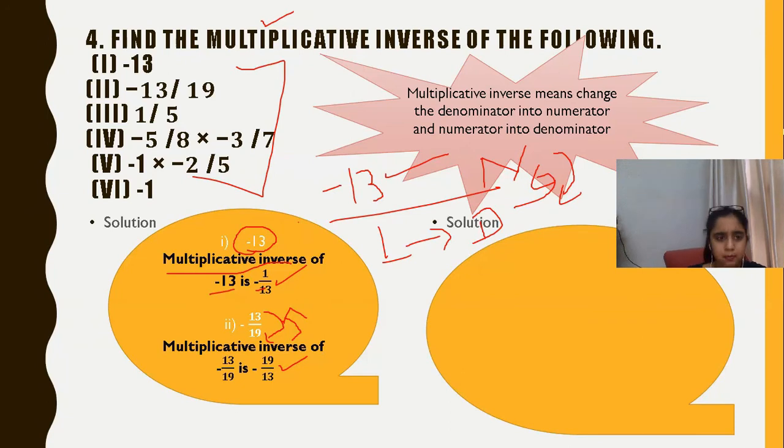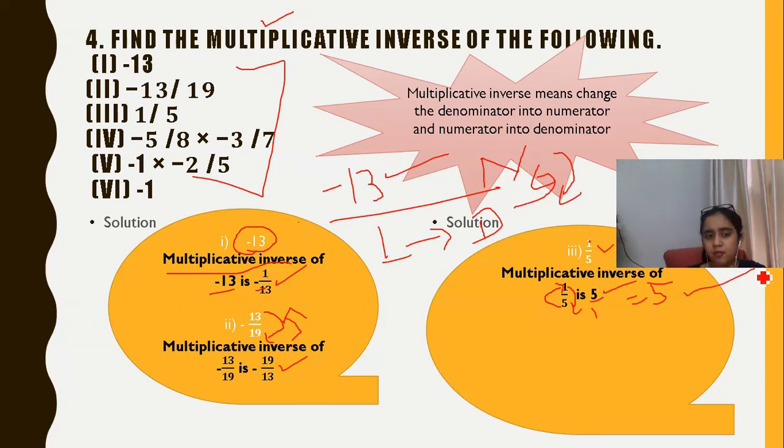So our third part is we have to solve the multiplicative inverse of this 1 upon 5. If I want to find out the multiplicative inverse of this number, I will just shift these numbers with each other. So my answer will be simple 5. Why simple 5? Because I have just shifted this 5 to the numerator and this 1 to the denominator, and if I put 5 upon 1, then its answer will be simple 5 because 1 has no value when it is in the denominator place.